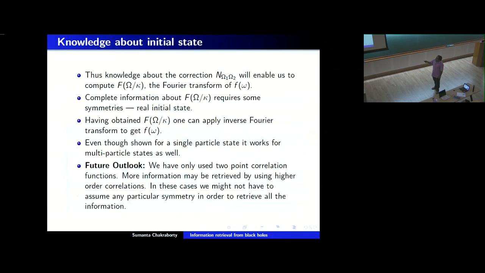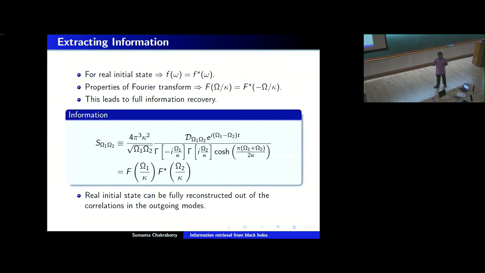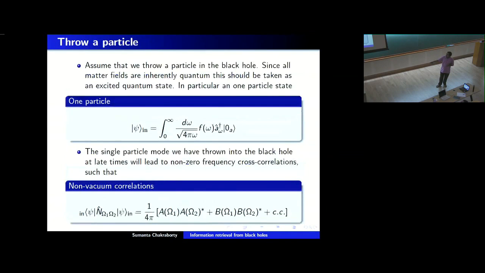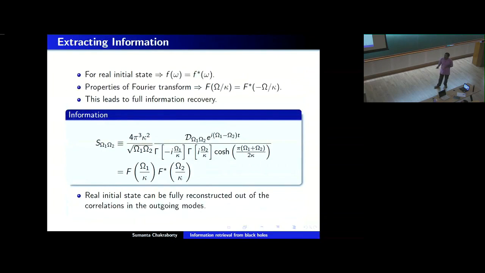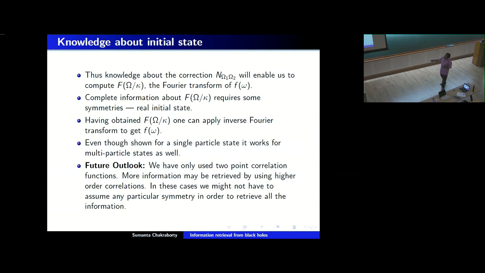So therefore, the knowledge about the correlation n omega 1, omega 2 will enable us to compute f omega by k, which is the Fourier transform of the function f omega. Now, the complete information about f omega by k requires some symmetries. Here we have just used a 2-point function, that is, I have just used psi and n omega 1, omega 2. So that essentially does not give us the full information about f omega. Unless I assume some particular real state here, I don't get the full information. Otherwise, there would be some ambiguities left, and that has to be dealt with either by going to higher correlation functions or by some other means.